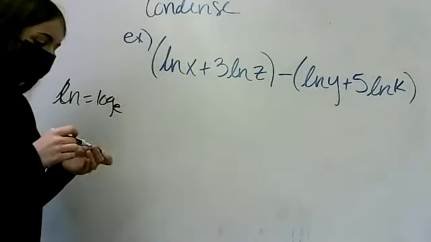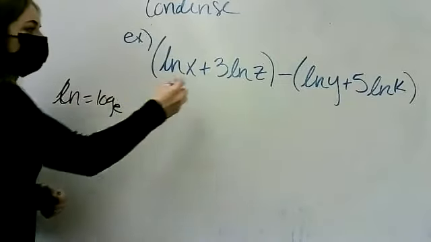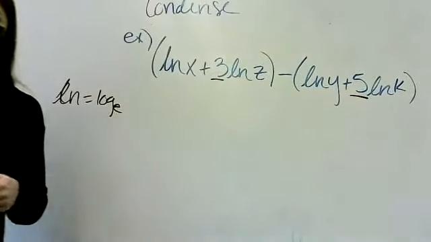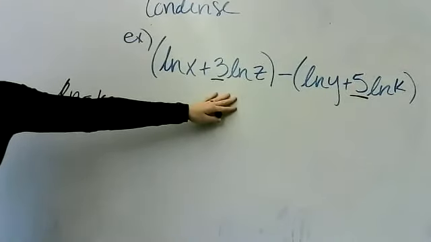So think about the last thing that we just did with expanding. That was exponents, right? We save exponents for last when we expand. That means we're gonna deal with exponents first when we condense. So exponents in this form are gonna be a number out in front.